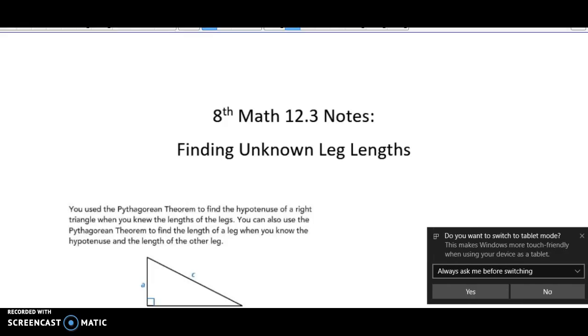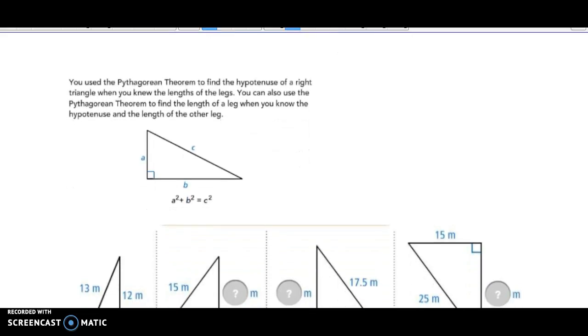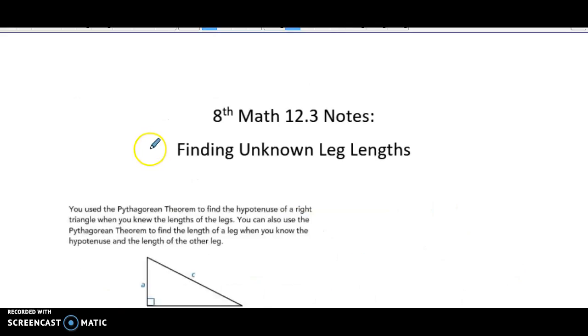So before we used the Pythagorean theorem to find the hypotenuse of a right triangle because we knew the lengths of the legs. But we can also use the Pythagorean theorem to find the length of a leg if we know the other leg and the hypotenuse. So you will recall that Pythagorean theorem only works with right triangles.